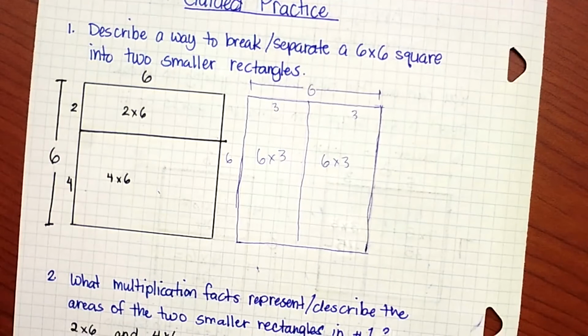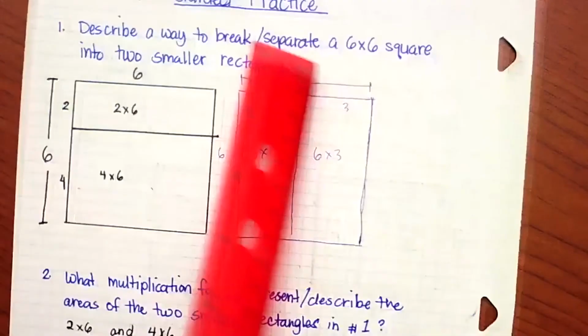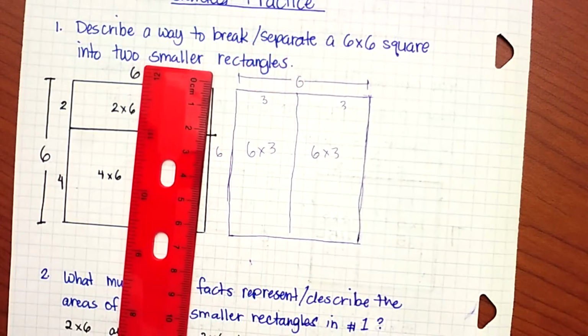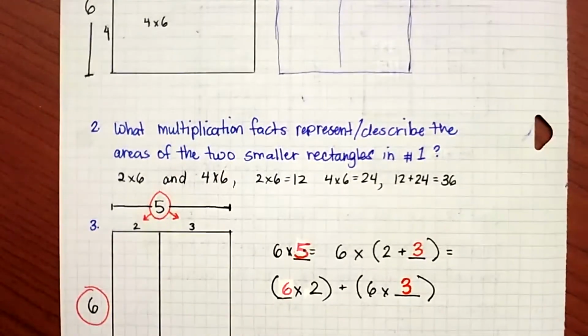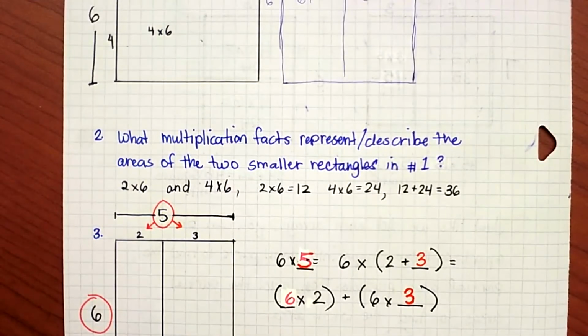Now, of course, when you guys are drawing, use your rulers. It helps keep all of your lines nice and straight. If you don't have a ruler at home, let me know, and I will share one of our classroom rulers with you. Our next question says, what multiplication facts represent or describe the area of the 2 smaller rectangles?